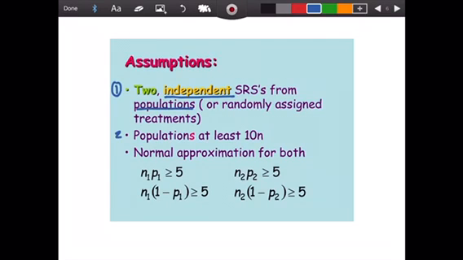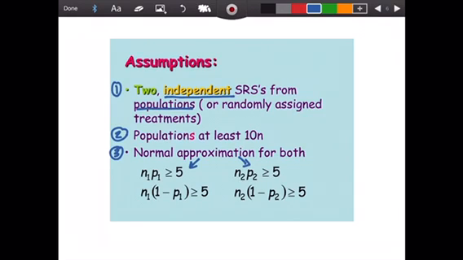Our second assumption is both of our populations have to be at least 10 times their sample size. And then finally, we have to check our assumption for normality. Normally, when we were doing one sample, we said N times P had to be at least 10. When we're looking at two independent simple random samples, we have to check normality for each. N1 P1 and N1 times 1 minus P1 have to be at least 5, and the same thing for our second population as well.